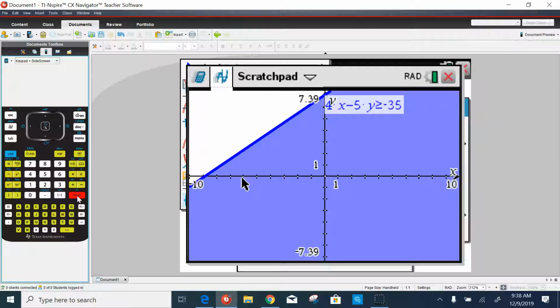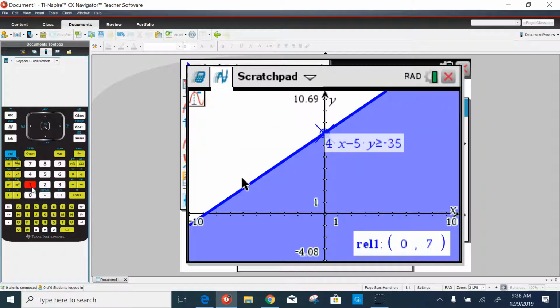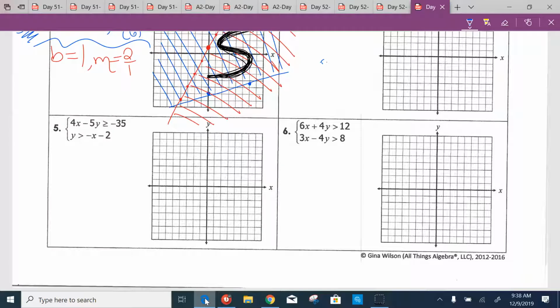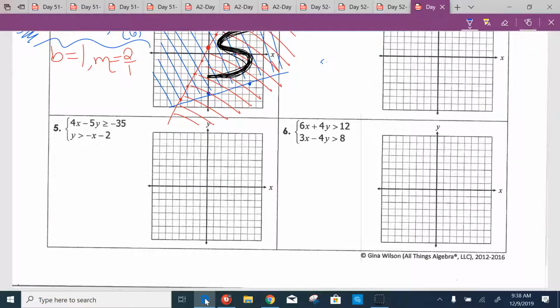I'll go ahead and get some info. Let's get the y-intercept. Menu 5, 1. And my y-intercept is at 0, 7. So my y-intercept, whoops, let me lock this down. Let's do that. My y-intercept is at 0, 7, or at positive 7. 1, 2, 3, 4, 5, 6, 7 on the y-axis. Now I need any other point, a slope or a point, anything.